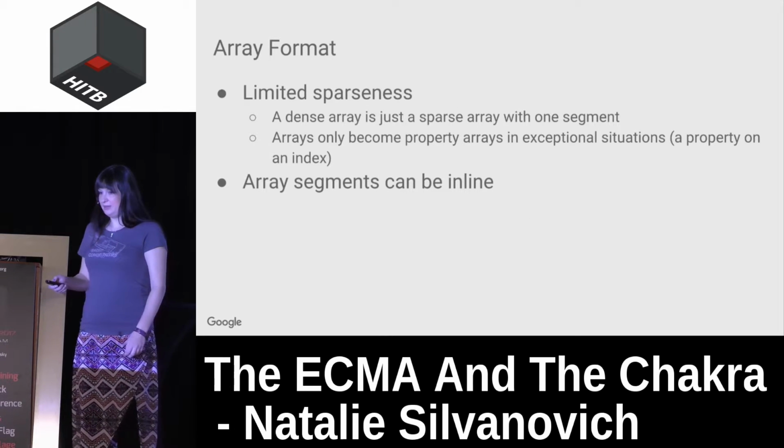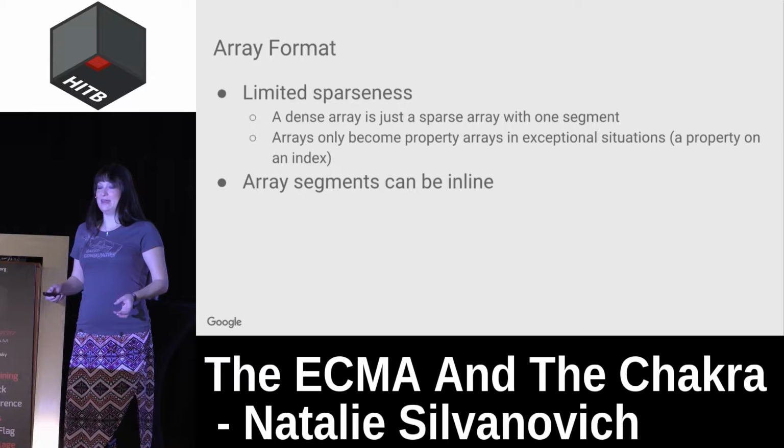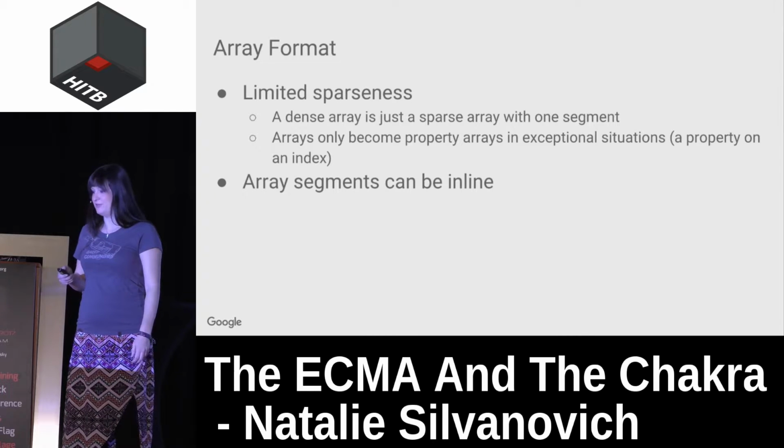So a dense array in Chakra is pretty much just a very small sparse array. The only way it becomes truly sparse, truly a dictionary, is if you configure a property, then it becomes a hash table.